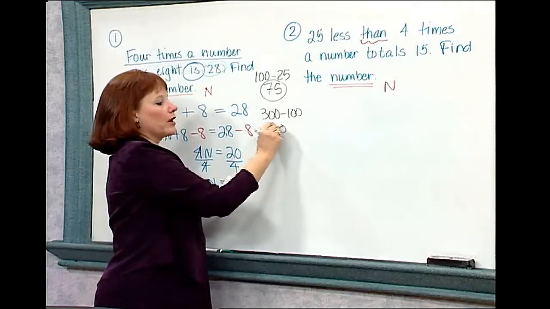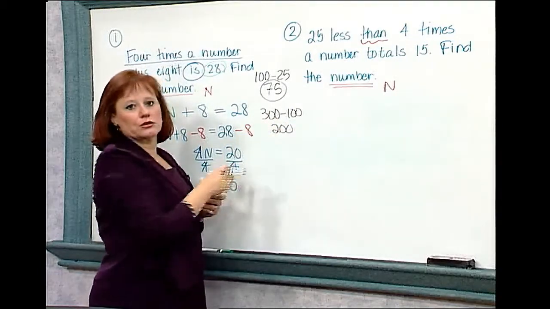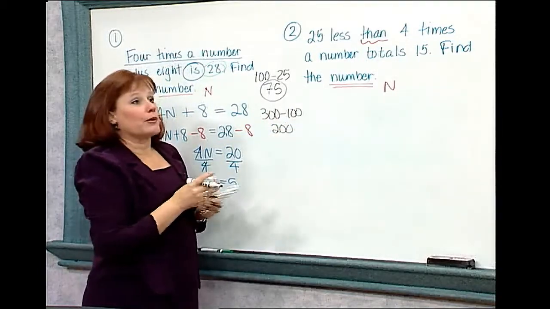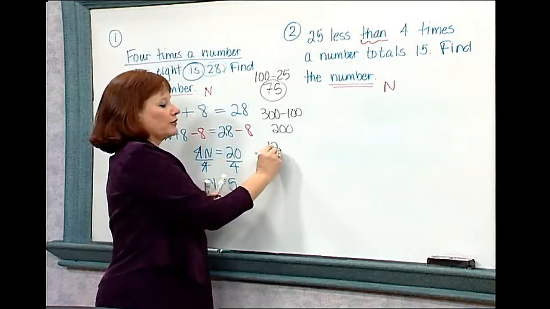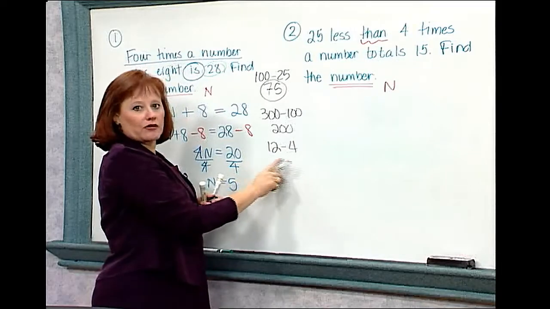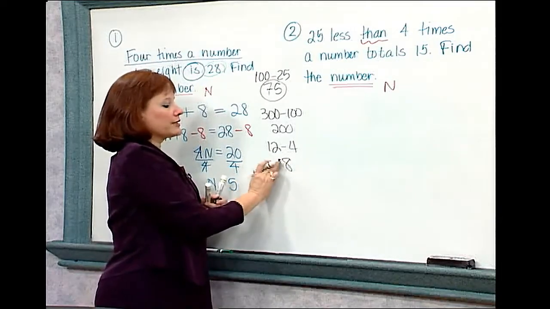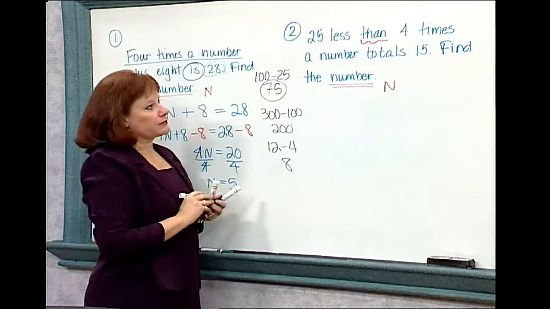That would be 200. 100 less than 300 is 200. For an example, if you had 4 less than 12, that would mean 12 take away 4. 12 minus 4. 4 less than 12 is 8.